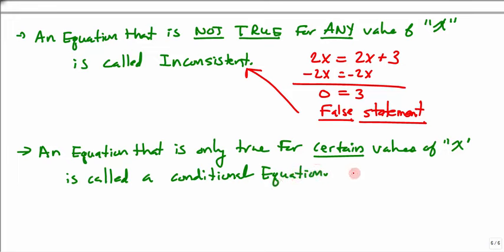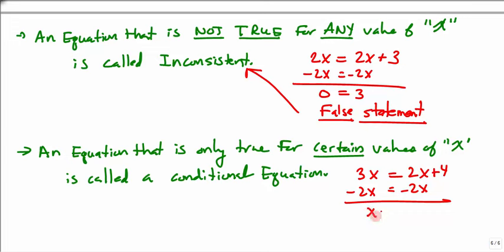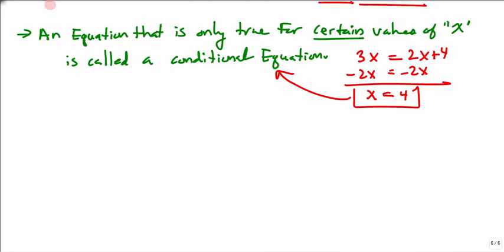For instance, we could have something like 3x equals 2x plus 4. So when I go through and solve this and subtract the 2x from both sides, I get x equals 4. So this is conditional based on the fact that it's only true when x is 4. So these are some of the cases that we can come across when we're working with solving these.